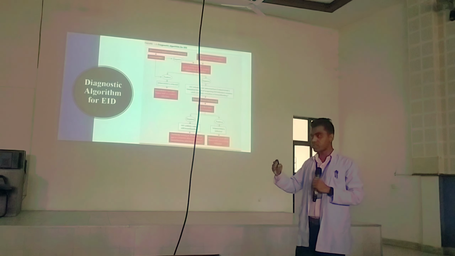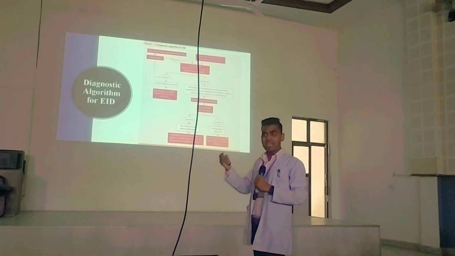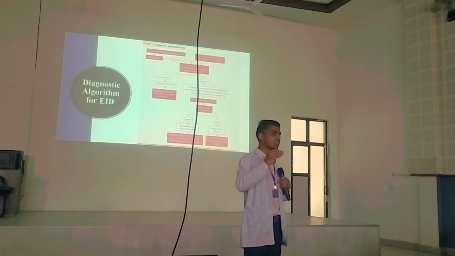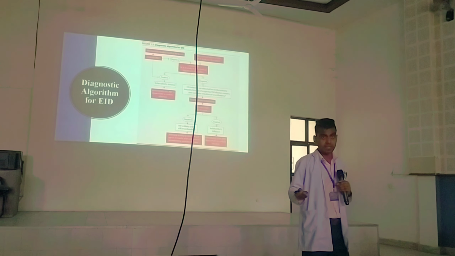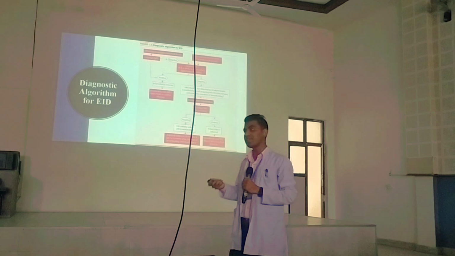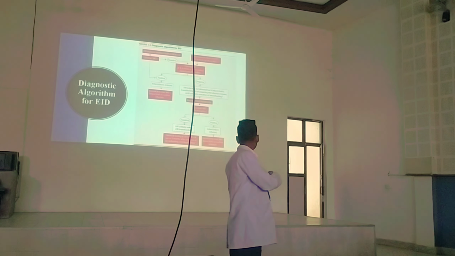Same again: if positive, we start ART and do a second test. If negative, then an antibody test can be performed at 18 months of age or 3 months after the cessation of breastfeeding. In that way, we can diagnose HIV infection in infants or any children before 18 months of age.